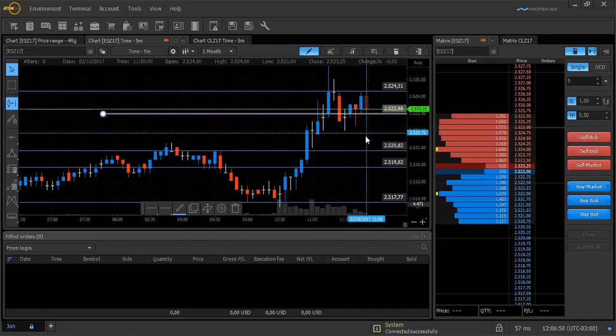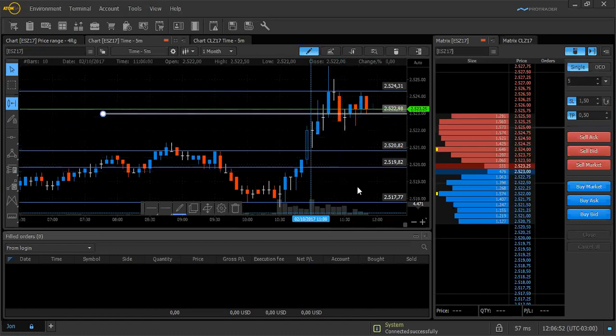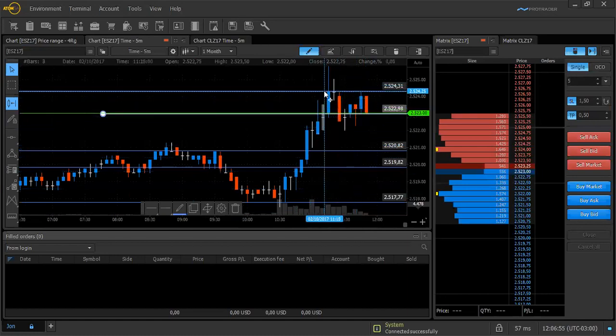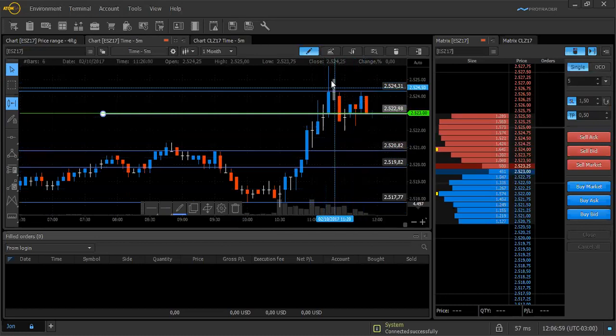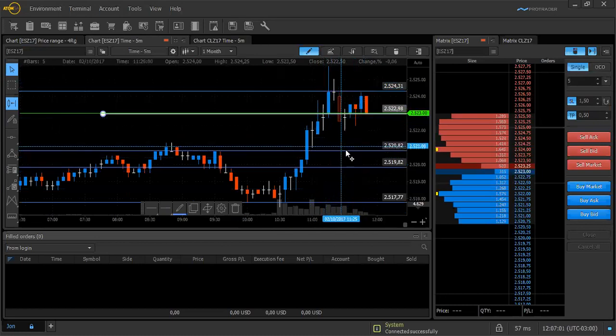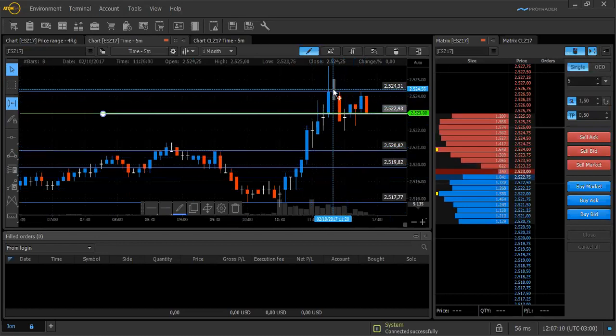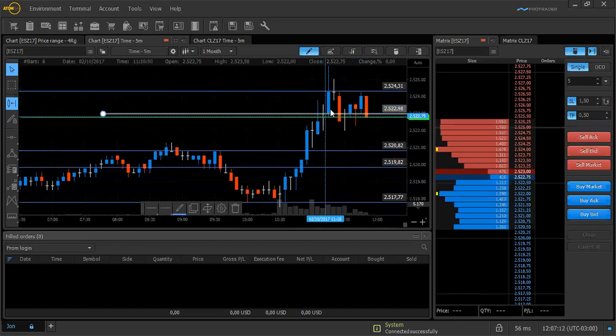So every line that is below the price is a support line, and every line above the price is a resistance line. Okay, so below the price, support; above, resistance. So what do we do at support lines? We buy. And what do we do at resistance lines? We sell. So that's it.